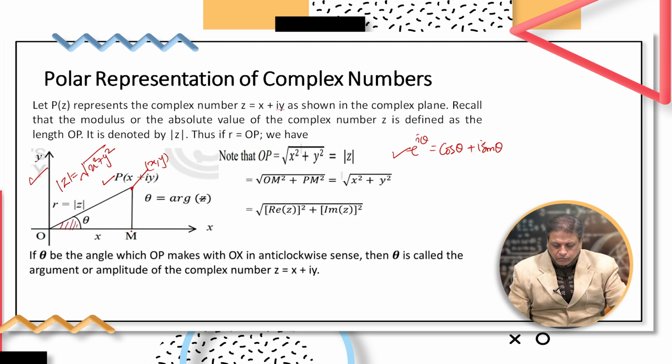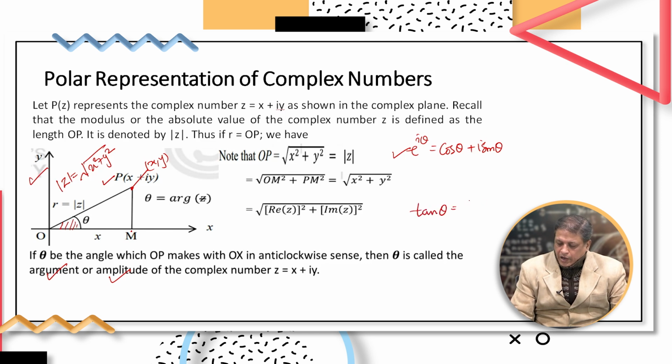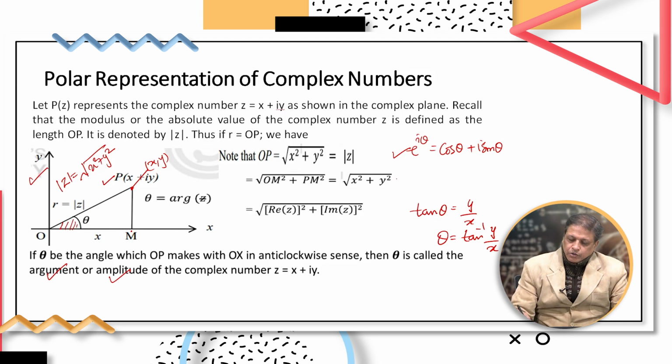So this angle theta is also known as the argument or amplitude of the complex number, and you can find the argument by tan theta equals y by x, that is theta is equal to tan inverse y by x. You can find the amplitude or the argument of the complex number, and the magnitude, that is the modulus of the complex number, by the formula square root of x square plus y square.